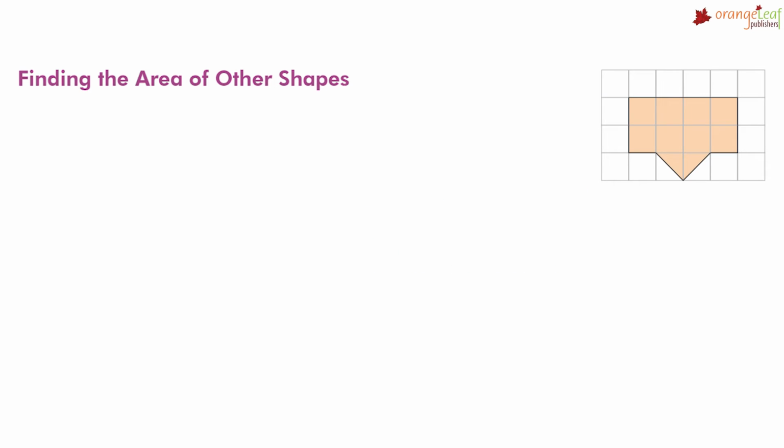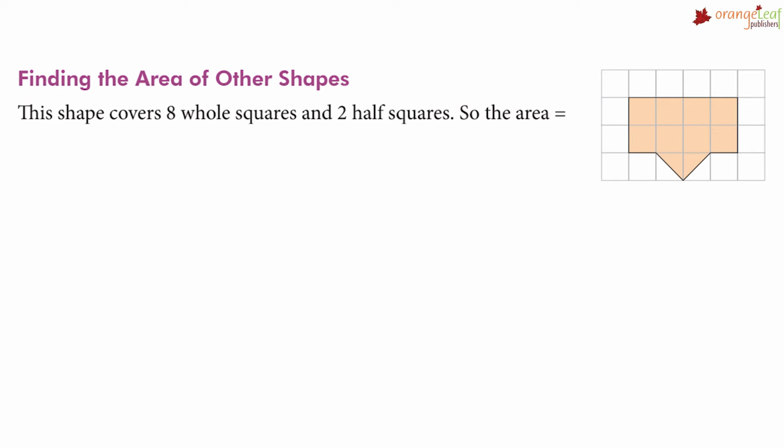Finding the area of other shapes. Have a look at this shape. This shape covers 8 whole squares and 2 half squares. 2 half squares make up 1 whole square. So, the area of this shape is 8 plus 1, which equals 9 square units.